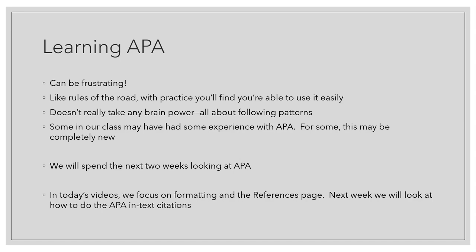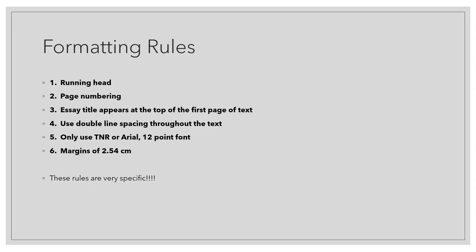We're going to spend the next 2 weeks looking at APA, so week number 3 and week number 4. And in today's videos, we're going to focus on just 2 things. We're going to start slow. We're going to look at formatting in Word and the references page. Next week, we're going to look at what they call the APA in-text citations and how to do those.